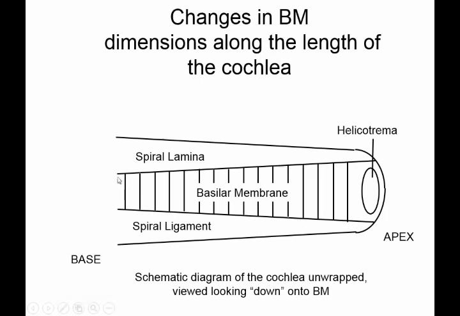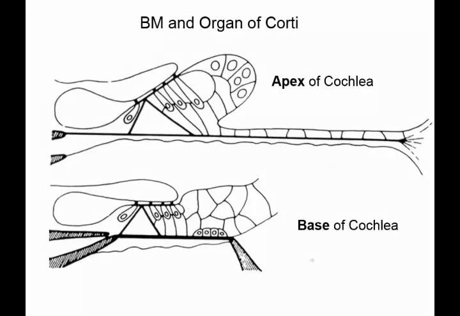The tunnel of Corti separates the inner hair cells and the outer hair cells. They're formed by the pillar cells, which give the organ of Corti considerable rigidity. The Deiters cells support the outer hair cells and give phalangeal support to the upper surface of the organ of Corti. That means it increases its rigidity. The Hensen cells are also supporting cells in there.